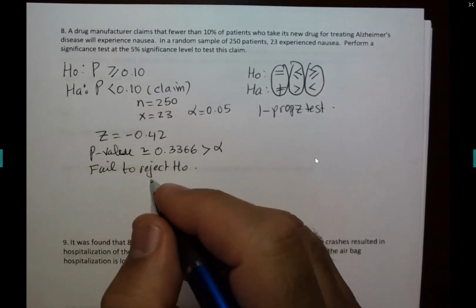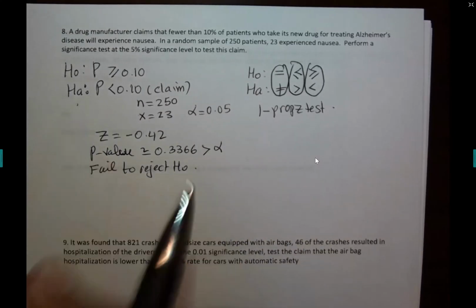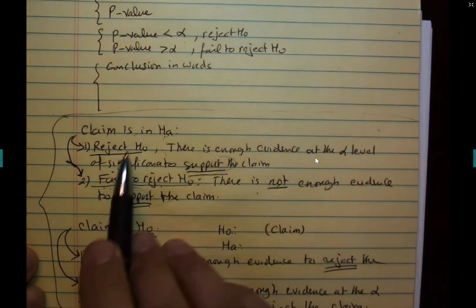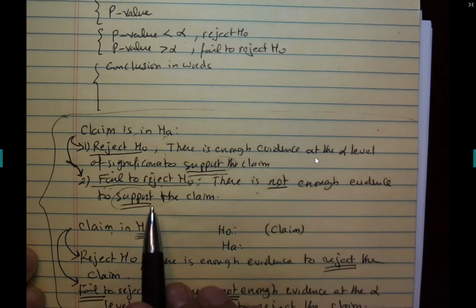Okay, let me go back to my favorite yellow sheet. Remember, the claim is in HA, guys. Watch. Claim is in HA, and you fail to reject H0. So what do you say? There is not enough evidence to support the claim.